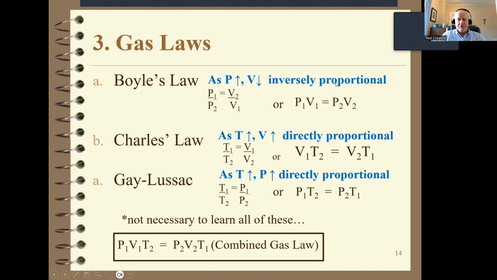They're inversely proportional. As temperature increases, volume increases. They're directly proportional. And as the temperature of a gas increases, the pressure of the gas increases. They're directly proportional. And you only have to learn one law, the combined gas law, P1 V1 T2 equals P2 V2 T1. And you can solve any problem involving changing pressures, changing volumes, or changing temperatures. If one of the variables is constant, you just cancel it out.